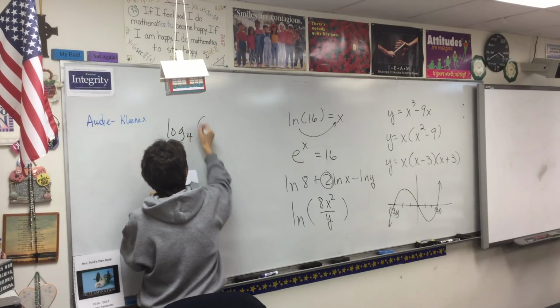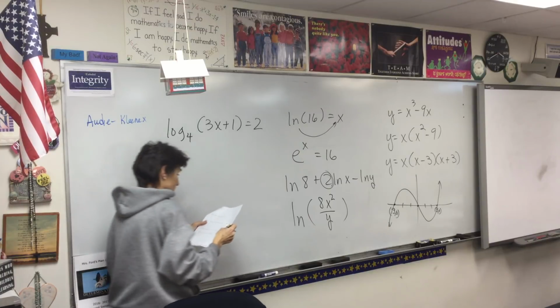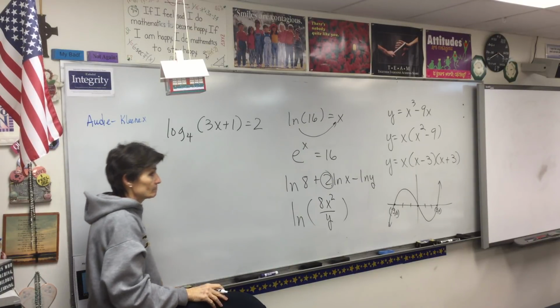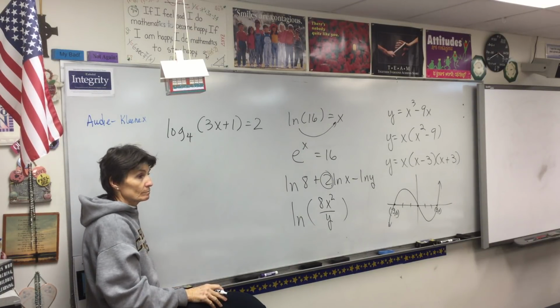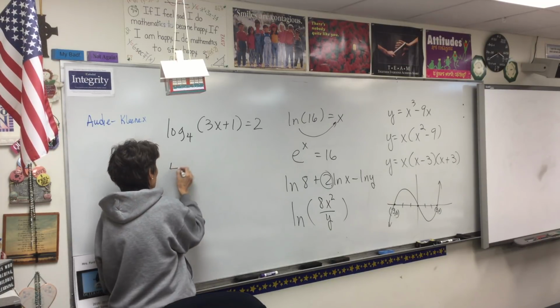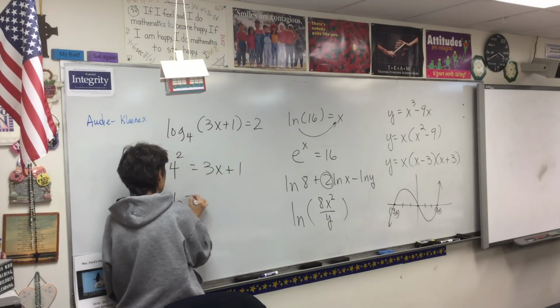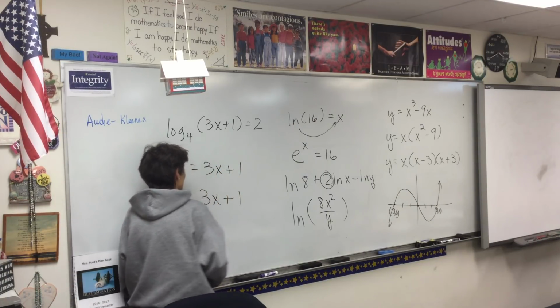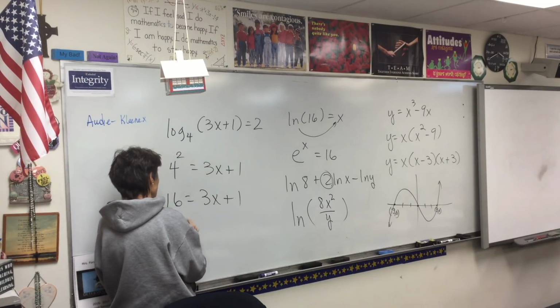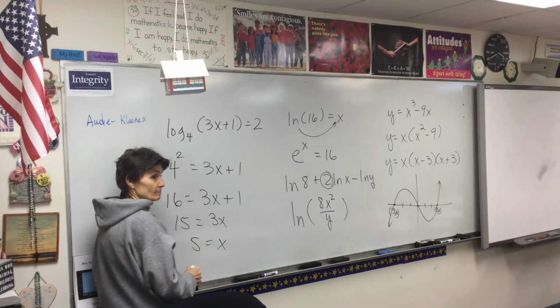This is very recent material. Everybody should get this one right. Here we go. 4 to the second equals 3x plus 1. Oh my gosh, these problems all start to look alike. So 15 equals 3x, and x equals 5.